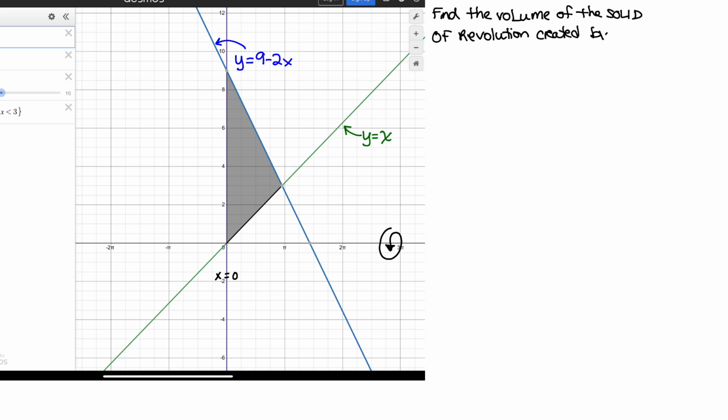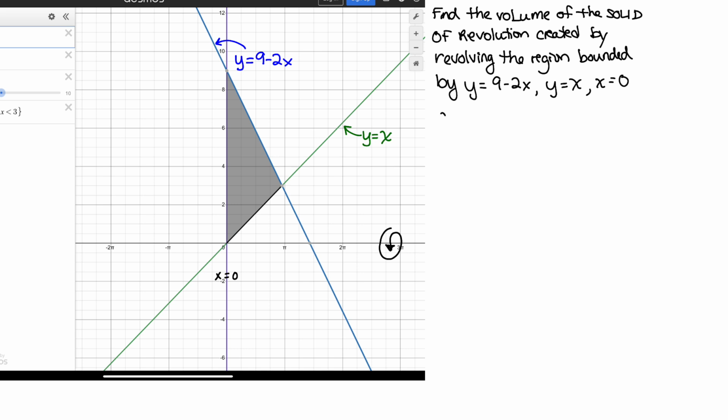created by revolving the same region, which is bounded by y equals 9 minus 2x, y equals x, and x equals 0, about the x-axis.